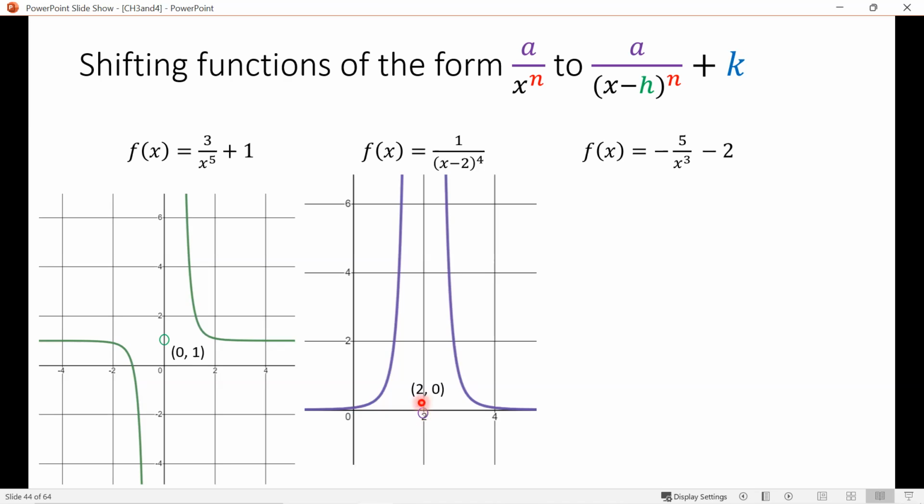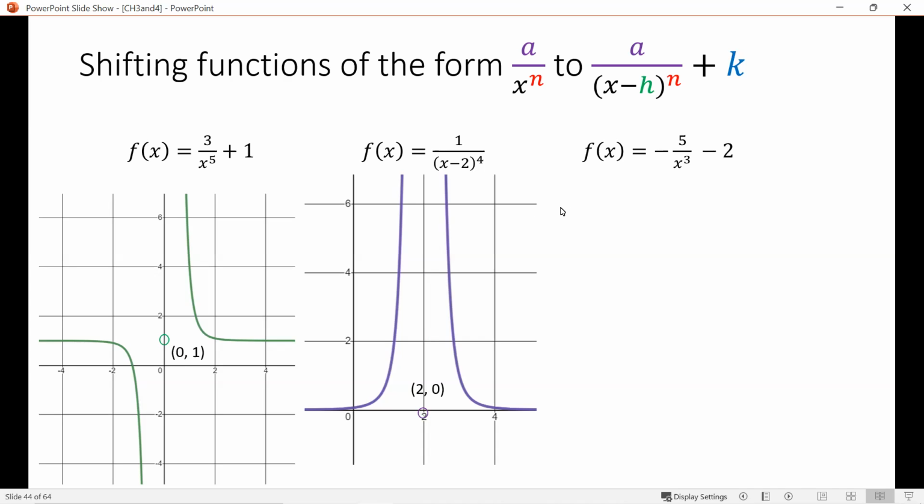This dot, by the way, is not a part of the graph. It's just me kind of pointing out where our points of symmetry are. So in this graph, we've got a line of symmetry here at x equals 2. And in this graph, we've got a point of symmetry. It's symmetrical about the point (0, 1).